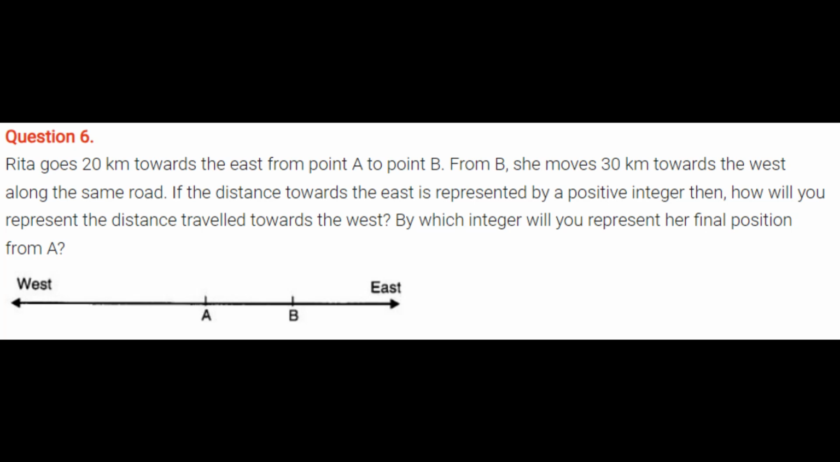Question 6. Rita goes 20 kilometers towards the east from point A to point B. From B, she moves 30 kilometers towards the west along the same road. If the distance towards the east is represented by a positive integer, then how will you represent the distance traveled towards the west? By which integer will you represent her final position from A?